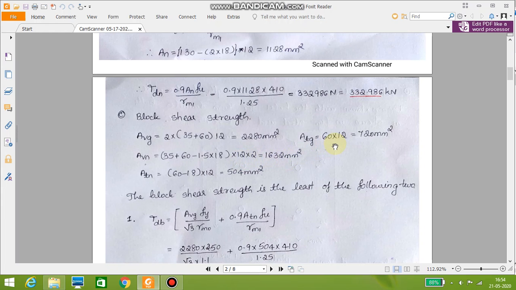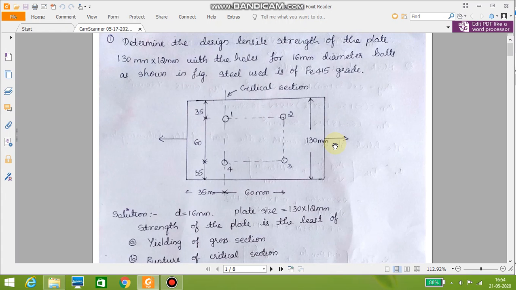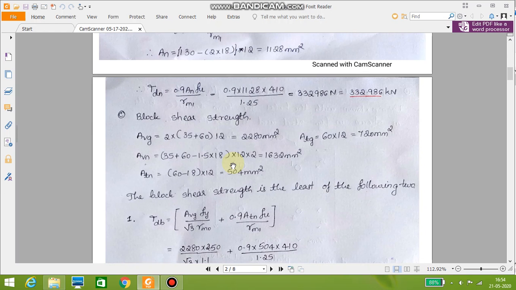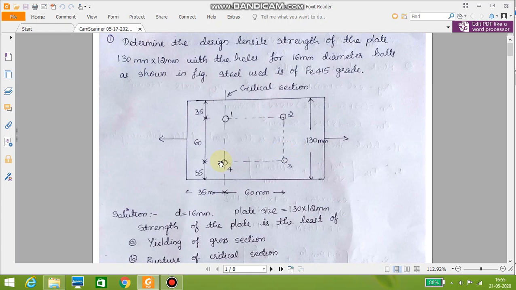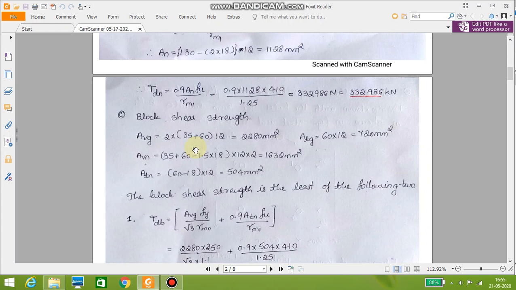Then ATG is 60 into 12. ATG is nothing but the minimum gross area in tension from the bolt hole to the toe of the angle, from the end of the bolt line perpendicular to the line of the force. You have to remember it is perpendicular to the line of force. So this is the force here, this is the perpendicular direction. So 60 will come here, 60 into 12.